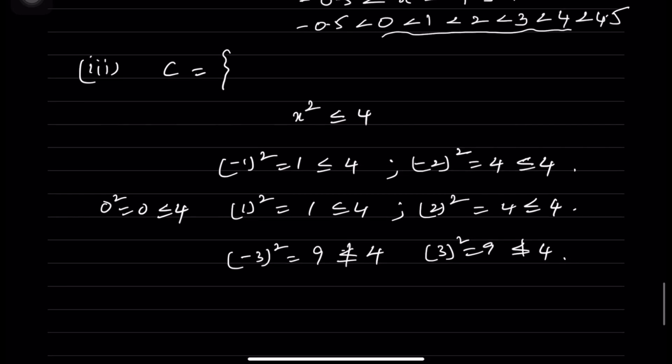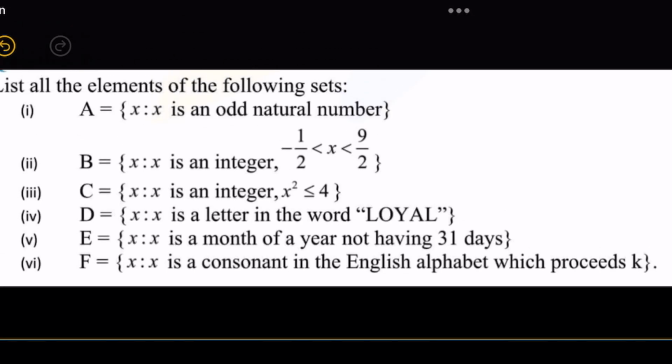You can write it as minus 1, I'm sorry, minus 2 is also there. So minus 2, minus 1, 0, 1, comma 2. So these are all the elements which lie in this, because it's consisting of set of integers.